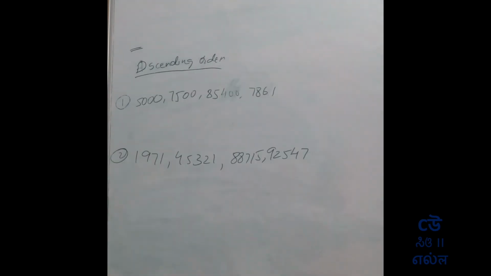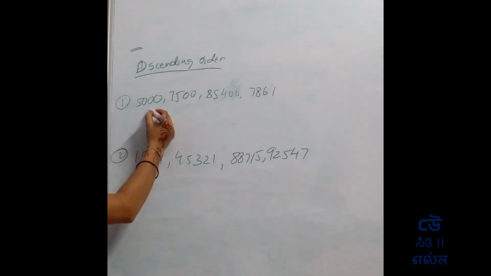Okay, let us take an example to write the numbers in descending order. Okay, these are the numbers they have given. So first write the number of digits in each number.